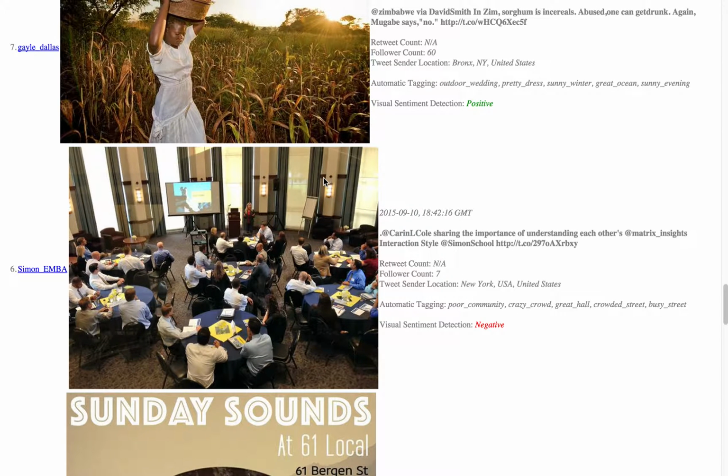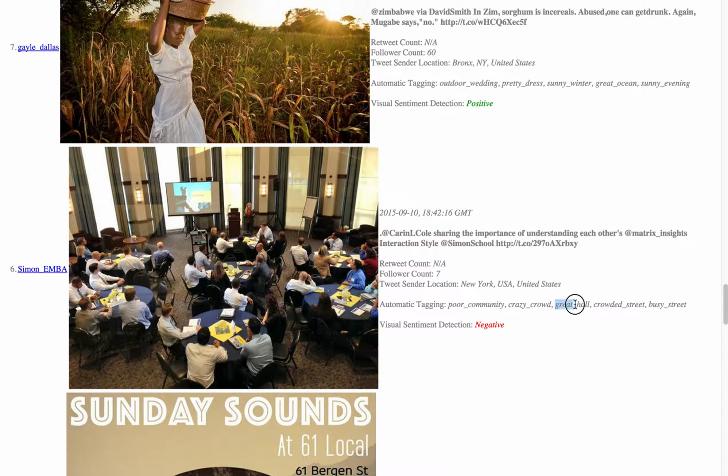Let's take this tweet as an example, tweeted by the user Simon EMBA. In the tweet, it says, sharing the importance of understanding each other, at Matrix Insights, interaction style, at Simon School. This user has 7 followers and appears to be tweeting from the location of New York City. In this image, which appears to be a roundtable session of several students at a university, we can see the system has identified interesting adjective-noun pairs.